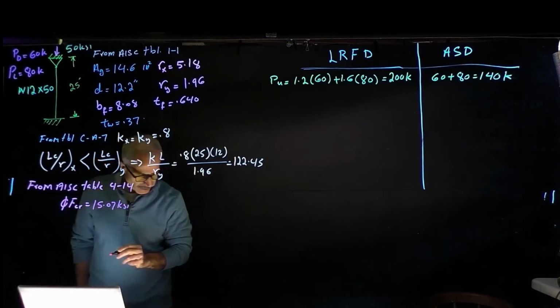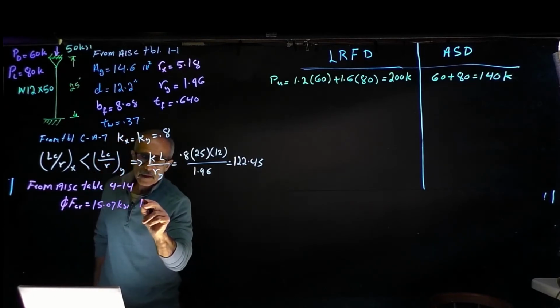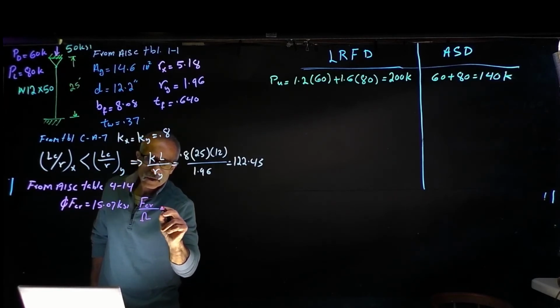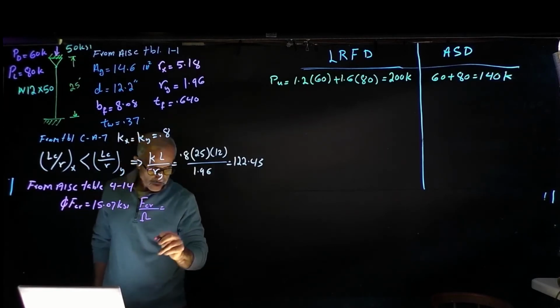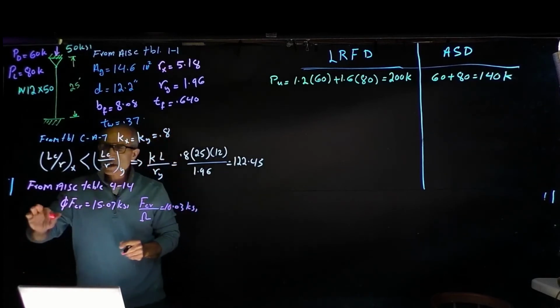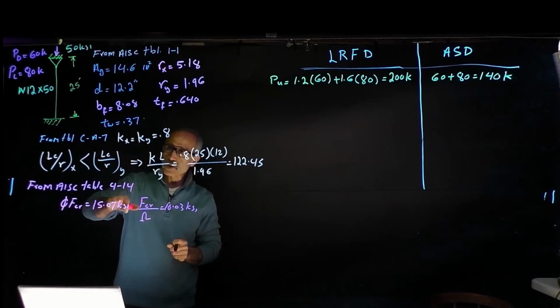And then we had critical stress divided by omega. Nice looking omega. That comes out to 10.03 KSI. Later on, we're going to go ahead and calculate this using the equation E3.